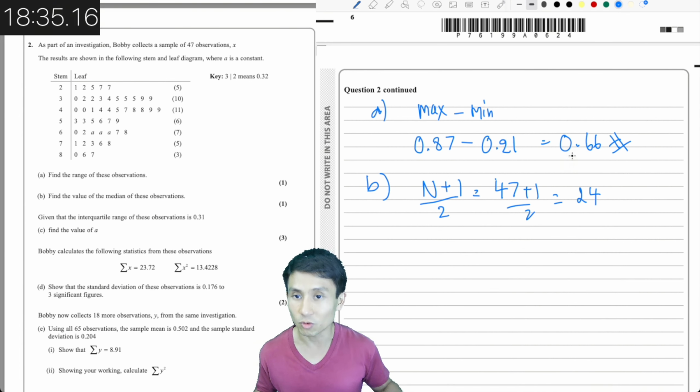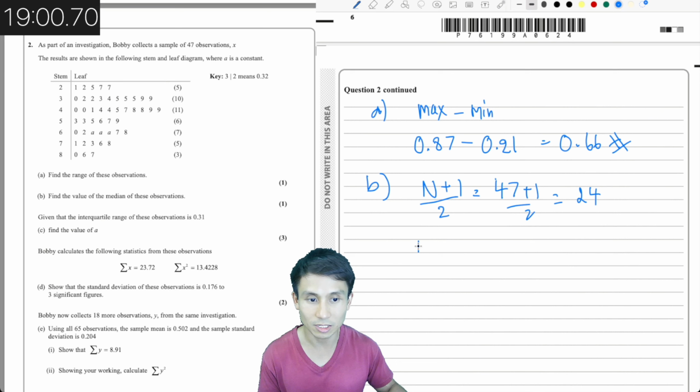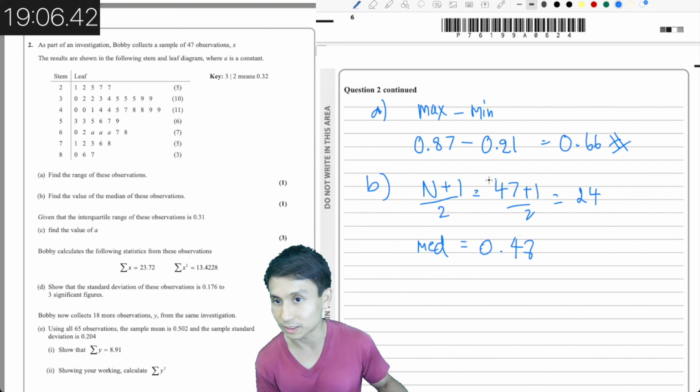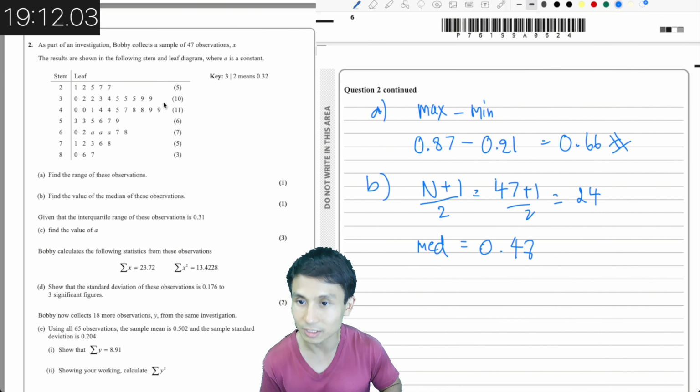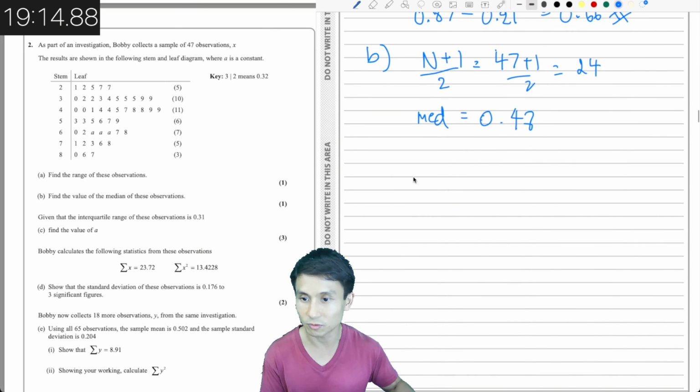24 is the 24th observation. So if we count from the start here, 1, 2, 3, 4, 5, 6, 7, 8, 9, 10. I can just add these, right? 15, 16, 17, 18, 19, 20, 21, 22, 23, 24. So that's 0.48. So the median equals 0.48, the 24th observation. Let me make sure again: 1, 2, 3, 4, 5, 6, 7, 8, 9. Okay, so B is 0.48.